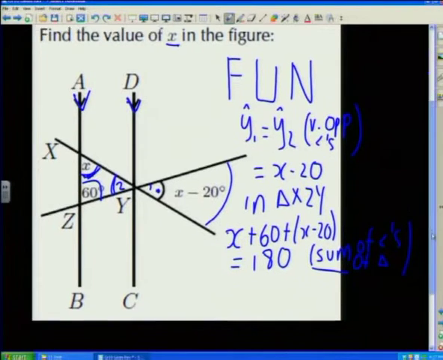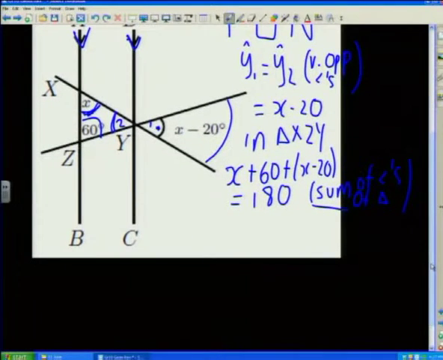And we're just going to try and solve that. All right, so I'm going to get x plus x. Remember, it's just an equation now. So x plus x will give me 2x.